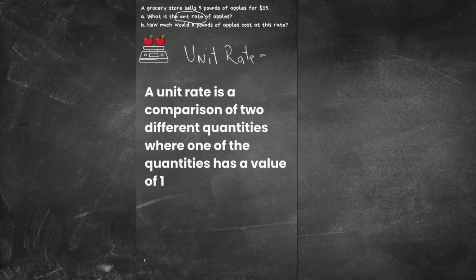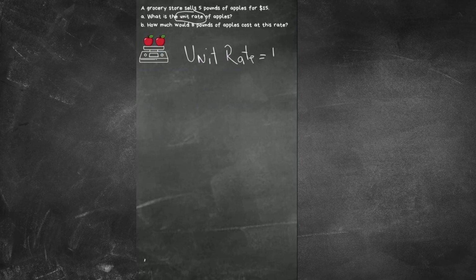In this video, let's work on unit rate. And unit rate is just the value when it is equal to 1. It's always the rate or the value of 1. So let's look at this example. A grocery store sells 5 pounds of apples for $15. What is the unit rate?